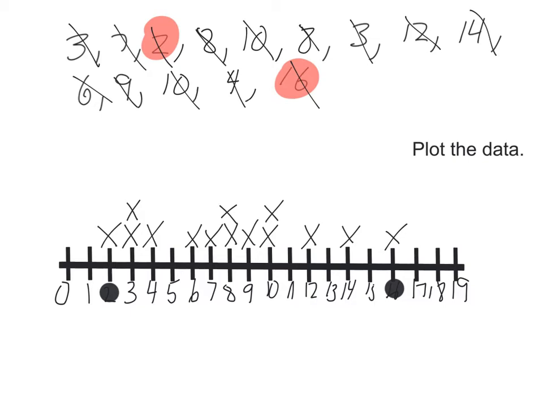The last step is we need to have a title and we need to identify what these numbers represent, but this data has no meaning right now. We are just practicing creating the line plots.